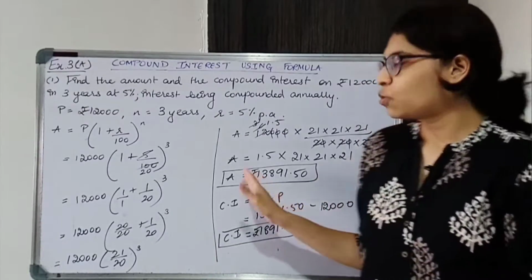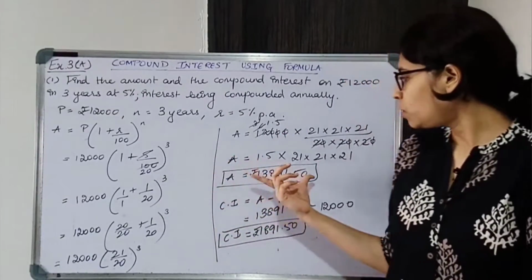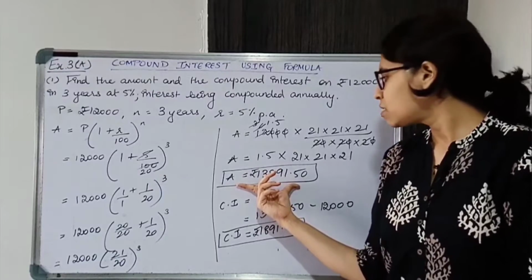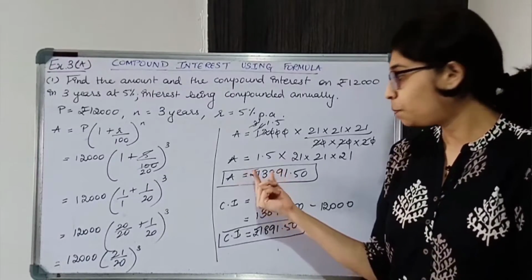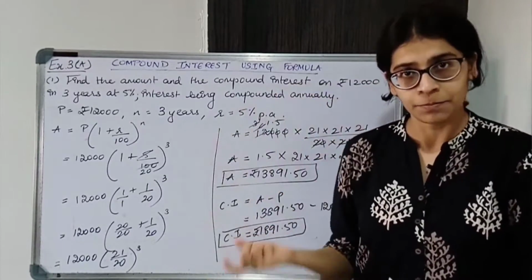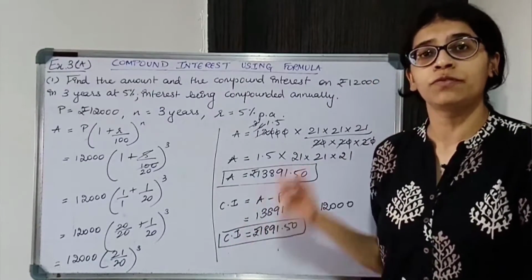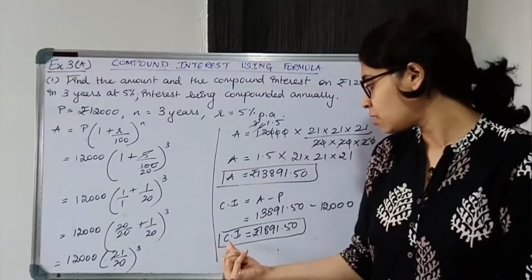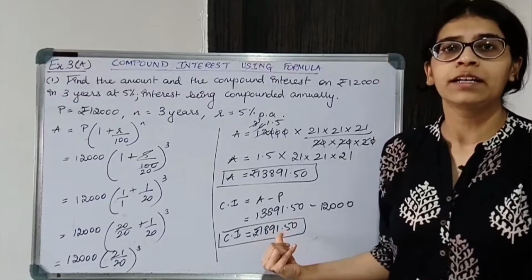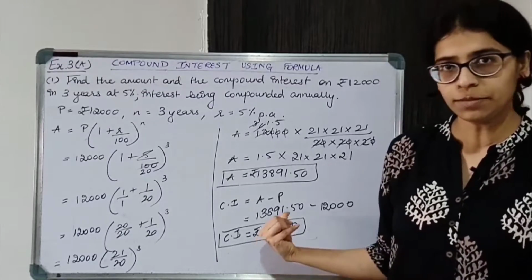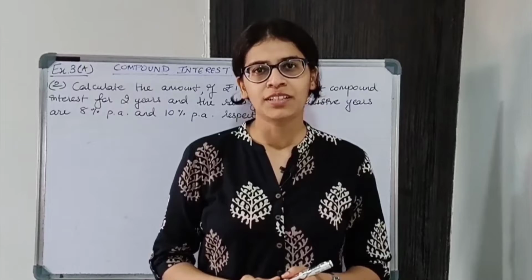Okay, so write down the final statement. The amount obtained after 3 years is 13891.50 rupees. Don't forget to put the rupees symbol. Also for compound interest, don't forget to put the rupee symbol. The compound interest of 3 years is 1891.50 rupees. Okay, let's read the next question.